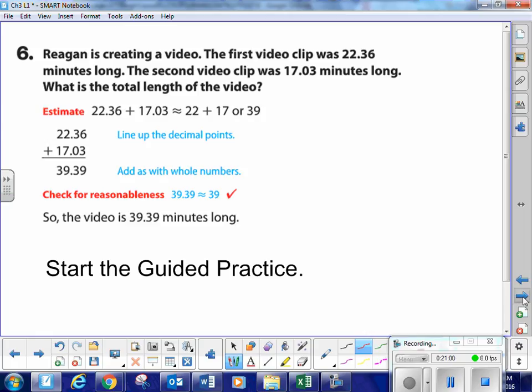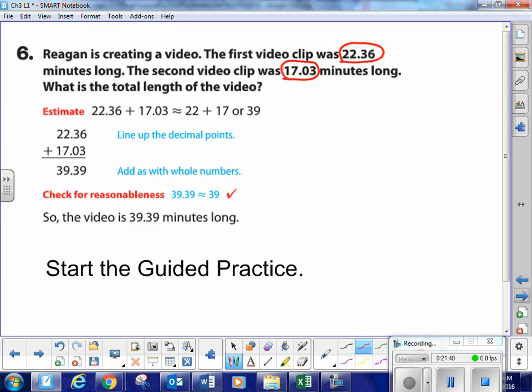The first thing we're going to do is read the problem completely through before we do anything. Reagan is creating a video. The first video clip was 22.36 minutes long. The second video clip was 17.03 minutes long. What is the total length of the video? Okay, so the first thing we need to do is circle any key numbers. Key numbers, right? So we need to know what the total length of the video was. That means we need to know how long each video was. So we will circle 22.36 and we will circle 17.03 because we need to know those minutes.